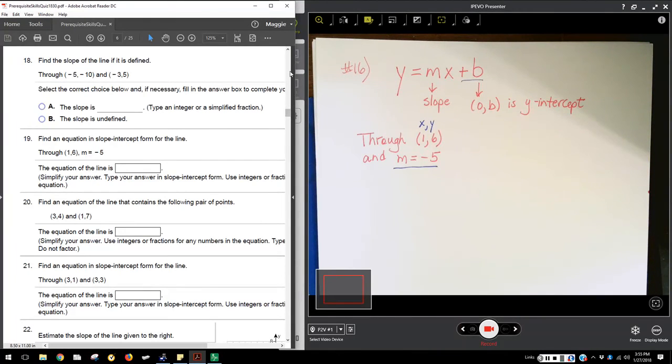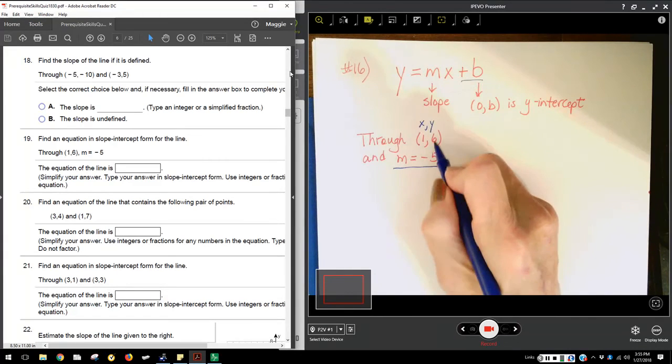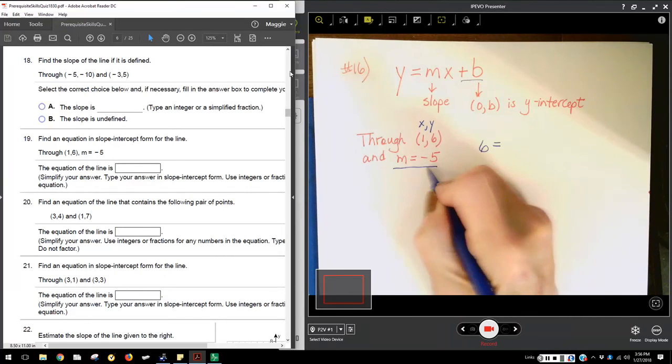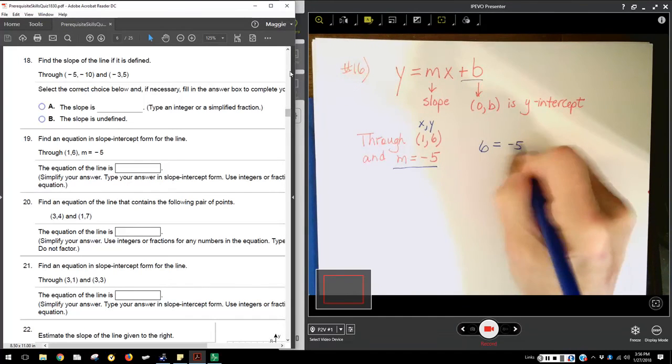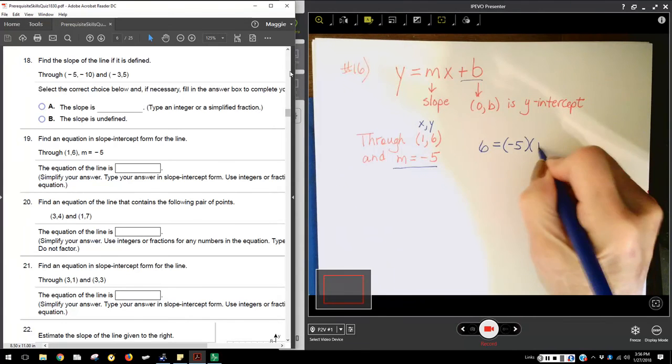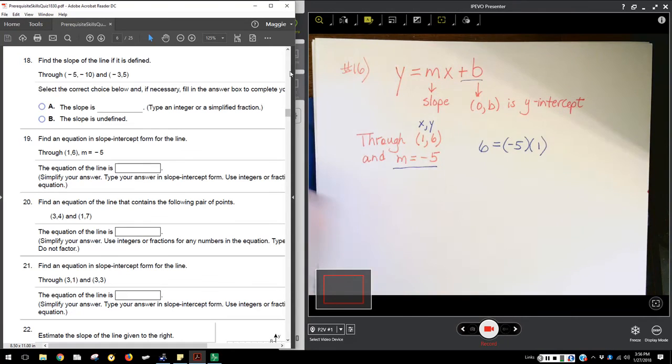Now, there is a point-slope form that will lead you to the same process, but is actually longer than what I'm going to show you. The only form you actually need to know is the slope-intercept form. So given that y is equal to 6 and m is equal to negative 5 and x is equal to 1, the only thing I still don't know is b.